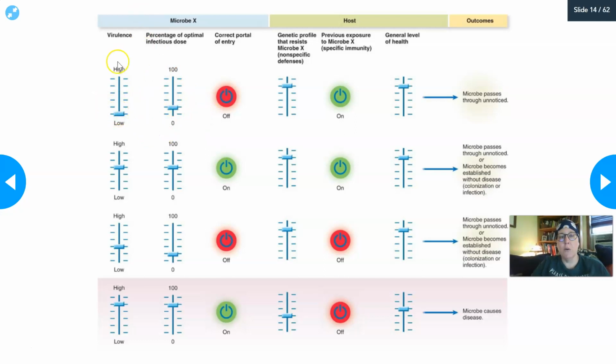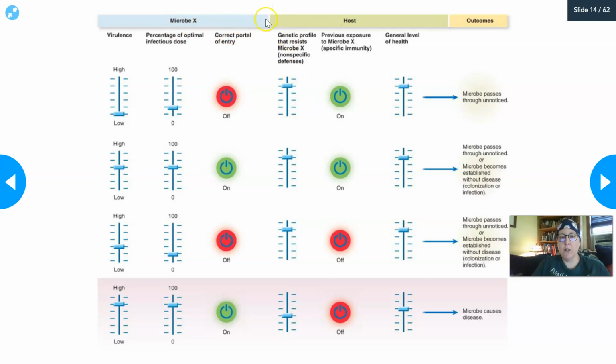So it's not very virulent. Let's say this organism is not very virulent. You don't get a big dose. It's not the correct portal of entry, right? So maybe you had gotten it on your hands and you washed your hands and it doesn't come through the skin or anything like that.